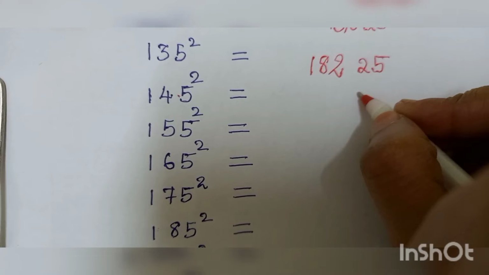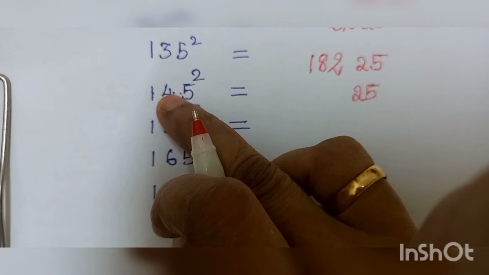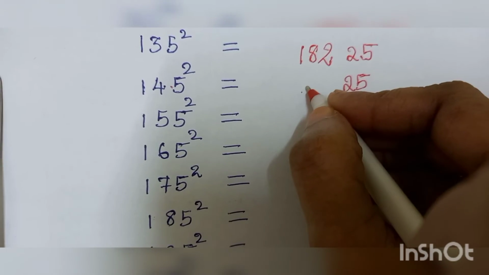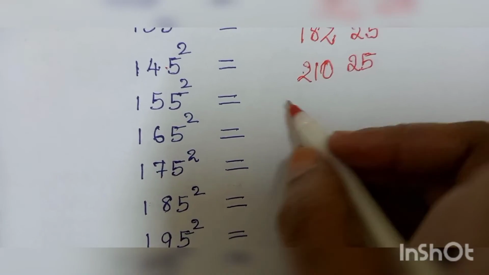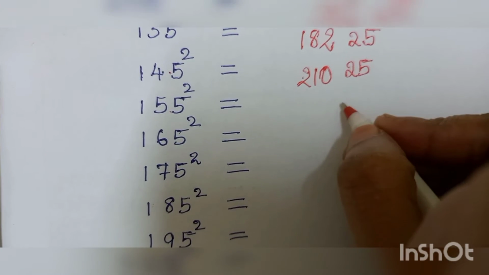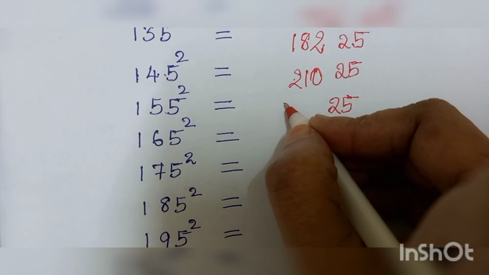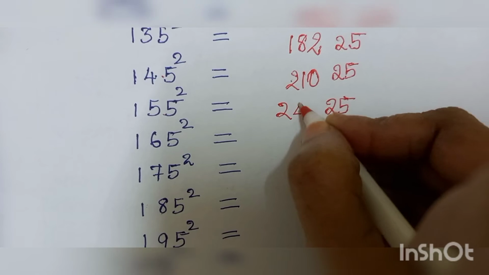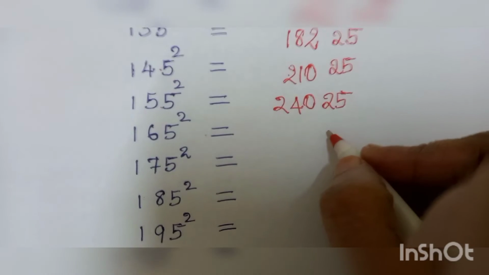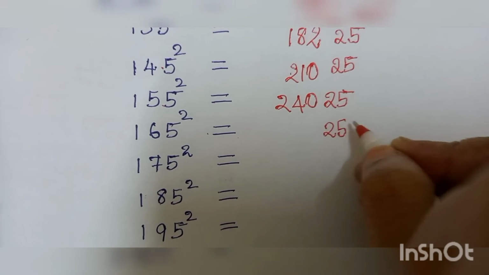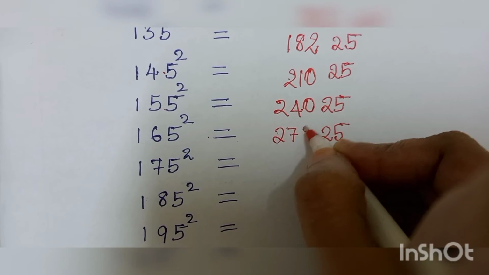Then 145 square. So 25 you have to write as usual. Then 14 into 15. 14 into 15 is equal to how much? 210. Isn't it? Okay. Then 155 square. So 5 square as usual we can write 25. 15 into 16 is equal to how much? 240 we can write. Isn't it? Then 165 square. So as usual 5 square we can write 25. So 16 into 17 is equal to 272 we can write, isn't it?